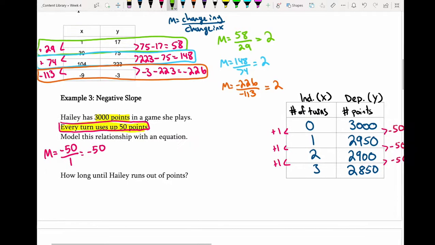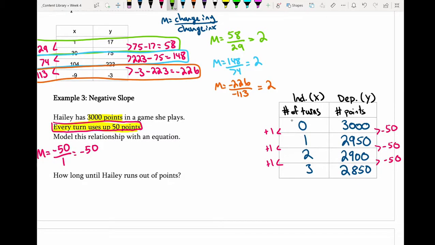The b value, which we need to figure out, is when x equals 0, or my starting or initial value. From the table, I can easily see that my b value is going to be 3,000, the initial value, starting point. So our starting point is 3,000. You may have also picked that up from the word problem itself. So that means our overall equation is going to be y equals negative 50x plus 3,000.